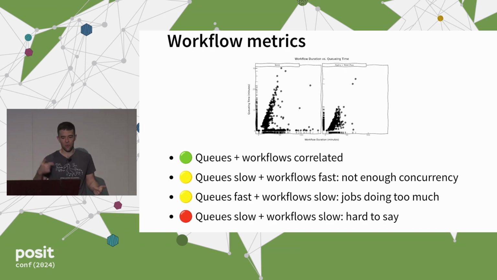So if queues are slow and workflows are fast, you probably don't have enough concurrency. If your queues are fast and workflows are slow, you probably need to look at your individual CI jobs. And then if both are slow, it's sort of hard to say. You probably have slow jobs that you're trying to run a lot of. So you kind of need to look into that.